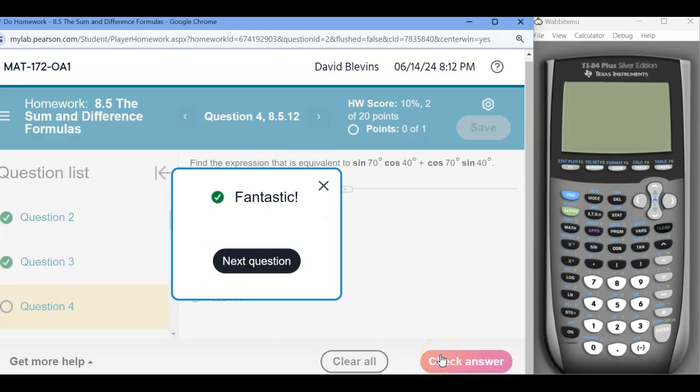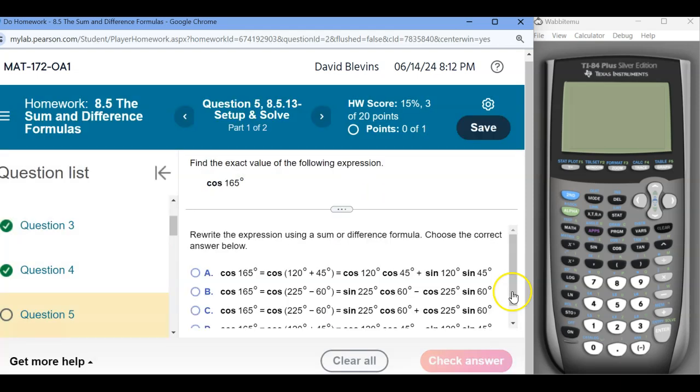Sine, cosine, cosine, sine, sine. That's cosine, sum or difference. Sine, cosine, cosine, sine. That's the sine, sum or difference. Cosine switches, sine remains.